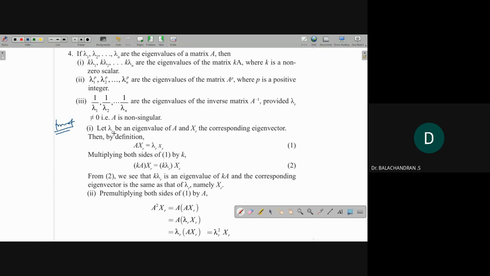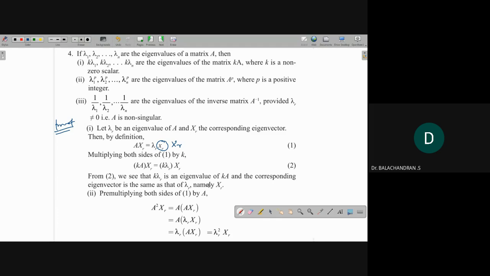In general, I took lambda r. Let lambda r be an eigenvalue of the matrix A, and let Xr be the corresponding eigenvector. By the definition, A Xr equals lambda r into Xr. So this is equation 1. Multiplying both sides of equation 1 by k, it is kA into Xr equal to k lambda r into Xr.